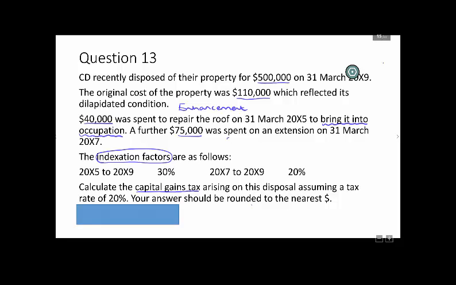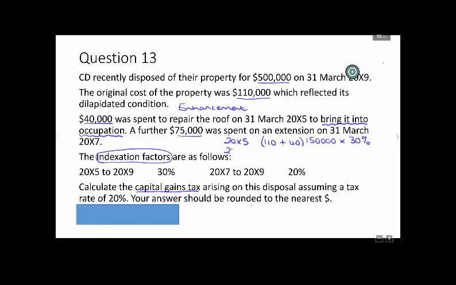So in this case, back in 2005 when the property was originally bought, we spent 110,000 on it, plus the 40,000 repairing the roof, giving us total expenditure of 150,000. And it's this figure that we'd claim the indexation on at this rate given to us of 30%.